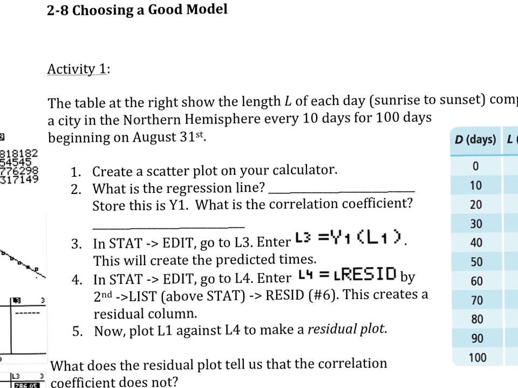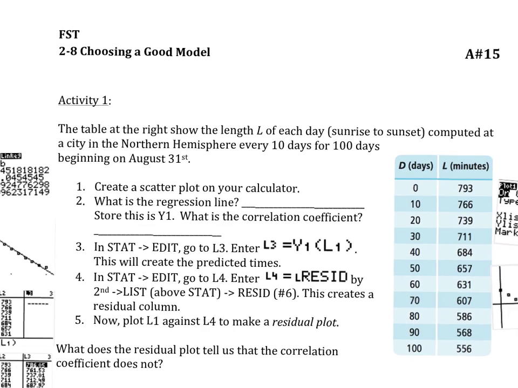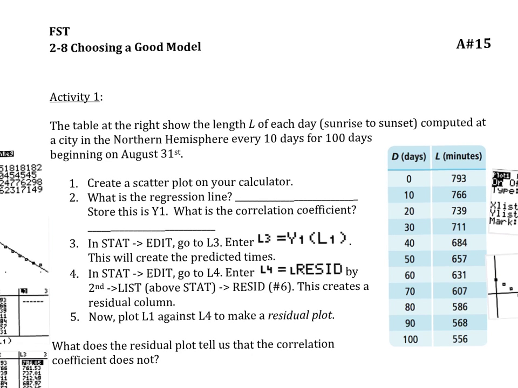Now we're going to take a look at page 2. Our activity 1 here says the table at the right shows the length of day L from sunrise to sunset. We're going to compute it at a city in the northern hemisphere, every 10 days for 100 days, starting at August 31st, 10 days later, etc.